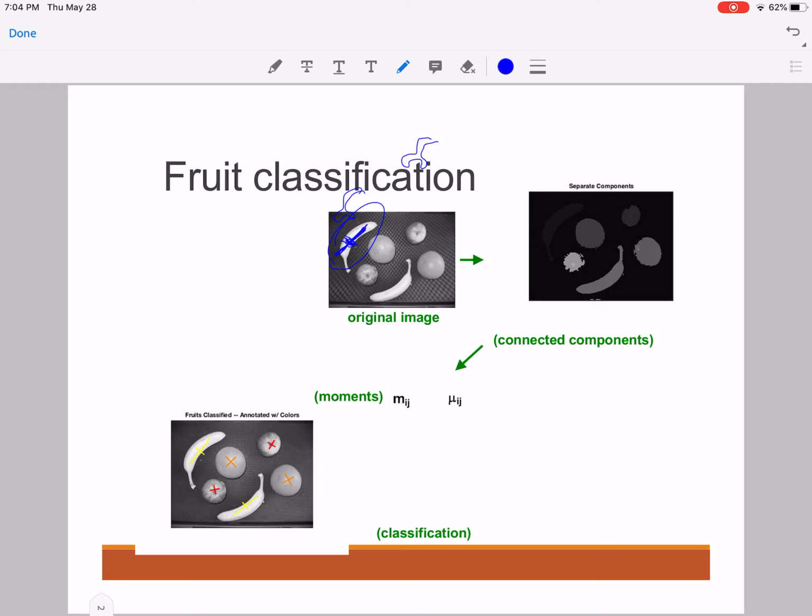As I mentioned, this analysis uses simple statistical parameters like moments and central moments, which are calculated very easily to perform such neat tasks.